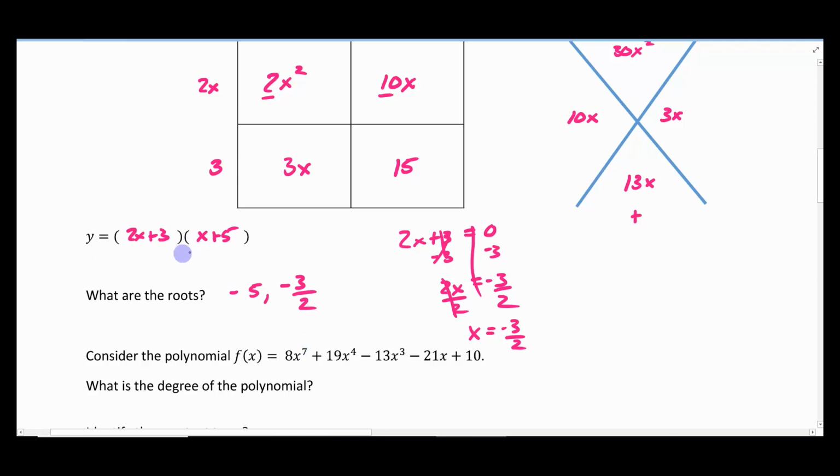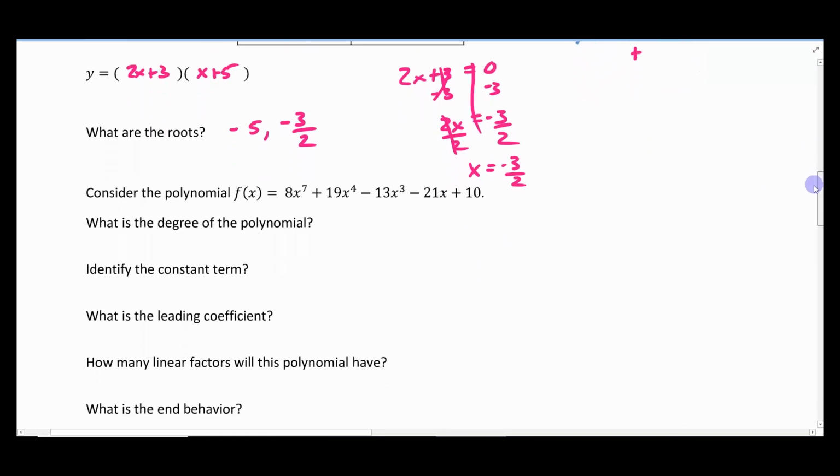Remember, it is a second degree polynomial, so we had two linear factors, we had two roots, and we found both of those roots using that zero product property. All right. Okay, so now let's get into some of the higher order polynomials, right?